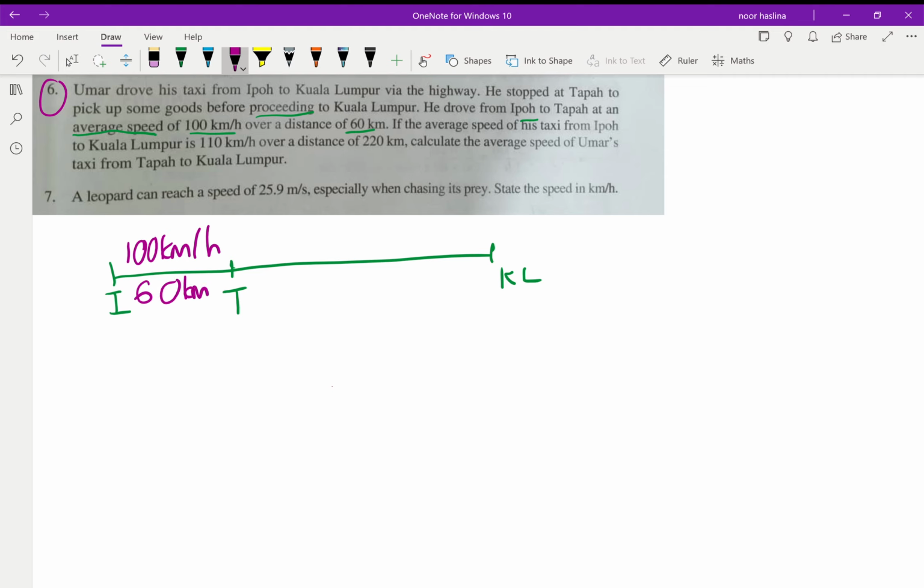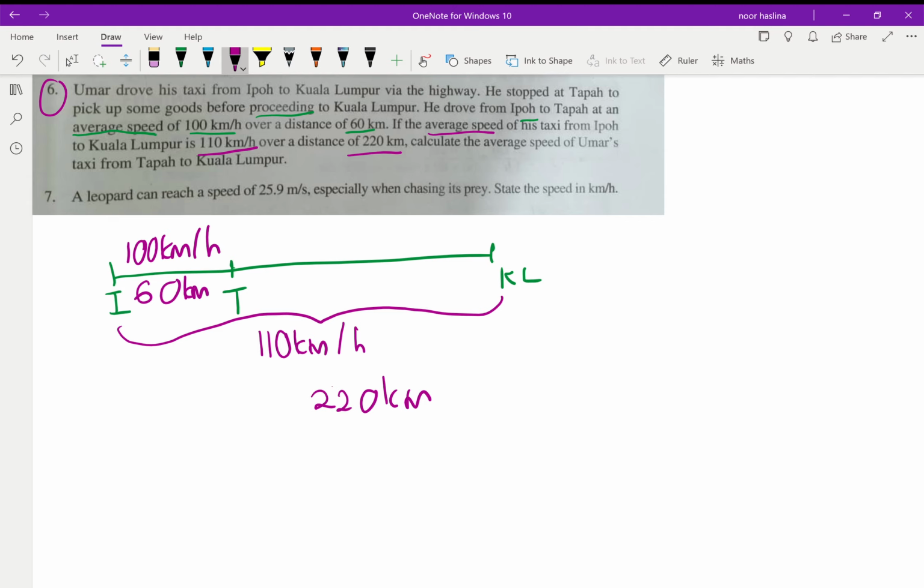What is another clue here? The other clue is here. If the average speed of his taxi from Ipoh to Kuala Lumpur is 110 km per hour over a distance of 220 km, that means from Ipoh to Kuala Lumpur, he drove at 110 km per hour. This is the average speed from Ipoh to Kuala Lumpur, and the distance from Ipoh to Kuala Lumpur is 220 kilometer.